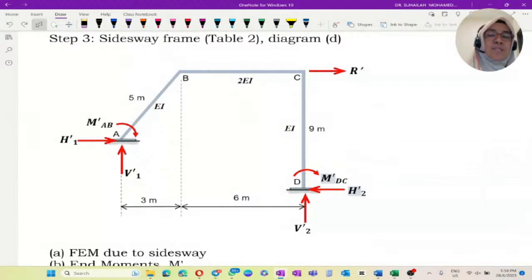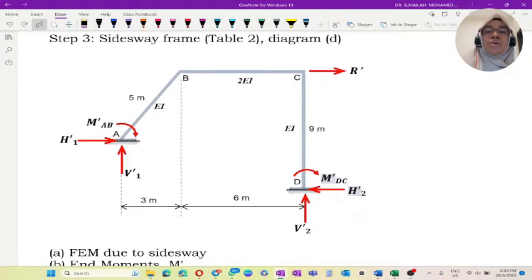So our task after this is to calculate H prime 1 and H prime 2 in order to get the R prime value. So R prime value is needed because we want to calculate the correction factor. Why do we have to calculate the correction factor? Because under step number 3, FEM is based on assumption. So the negative 100 we assume for member AB is actually based on assumption, because we do not know the delta prime value. So that is why we will have the correction factor at the end of analysis.